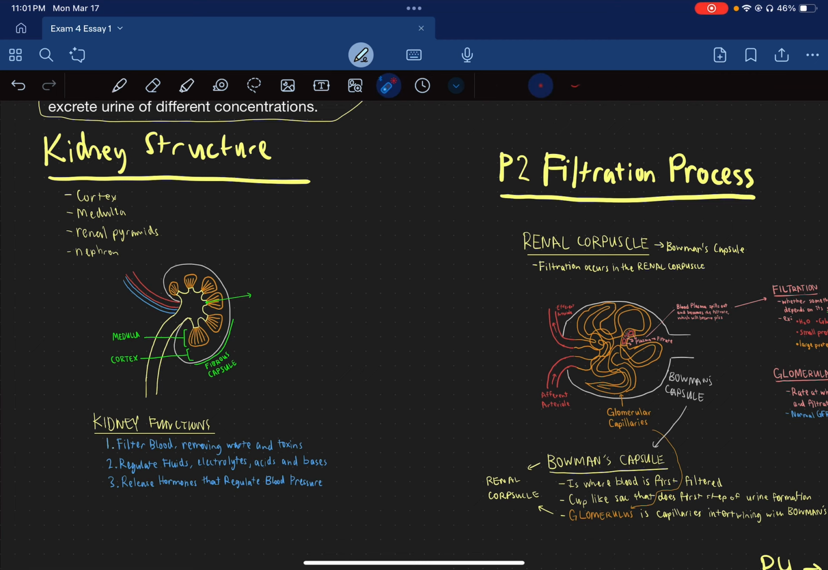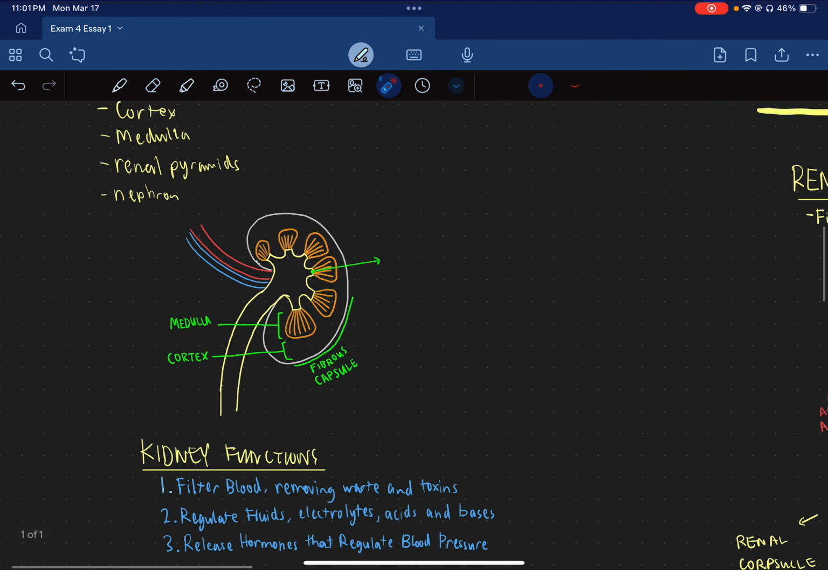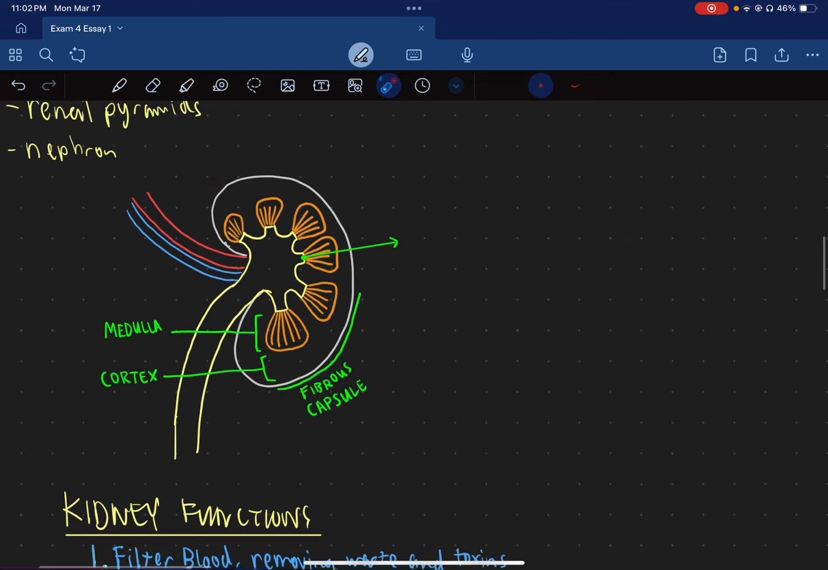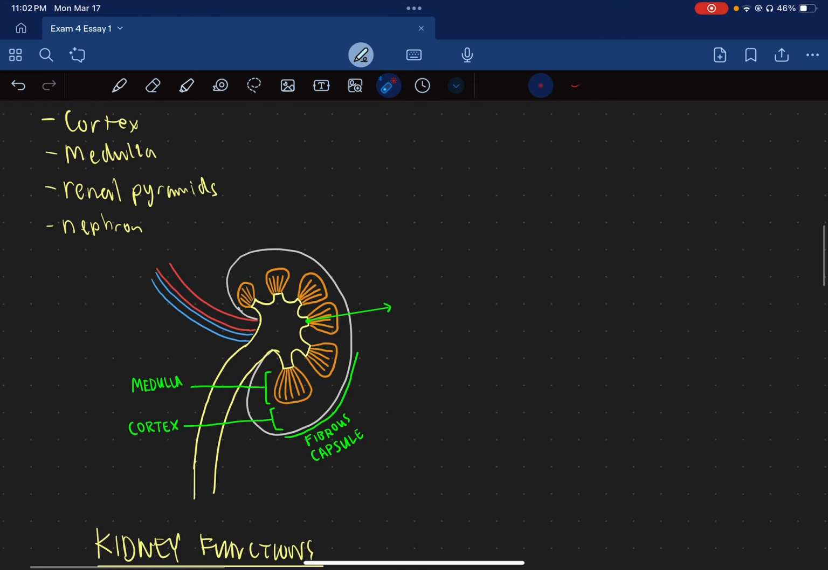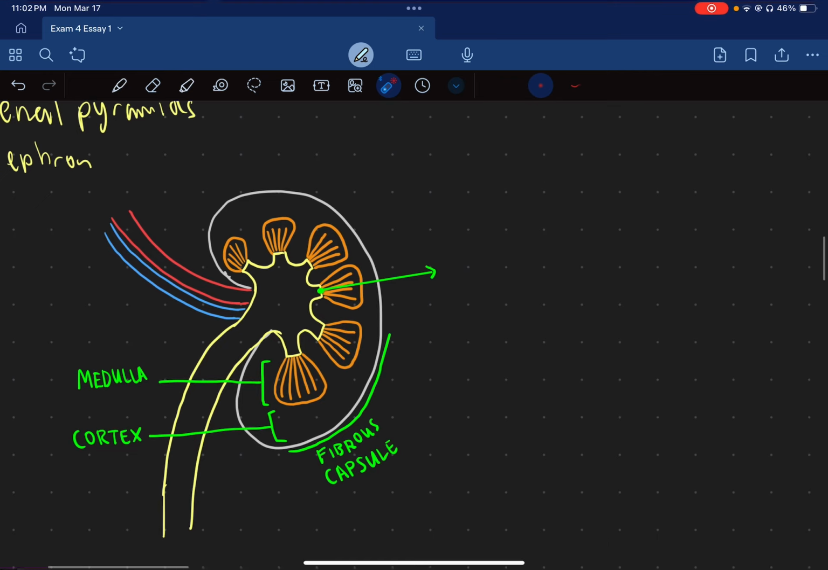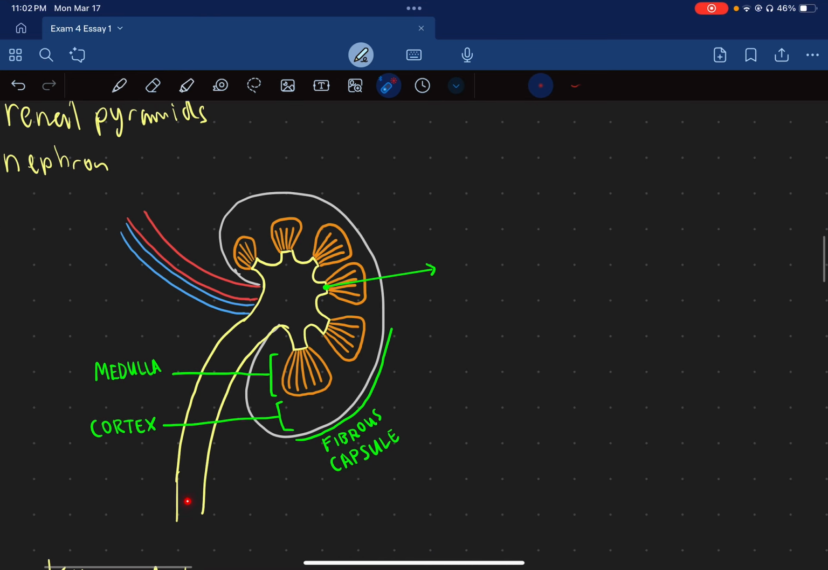So I've drawn out here the kidney. It's protected by the cortex, which is this gray part here. And inside of it, it has the medulla, the renal pyramids, and the nephron, which is the important part we're going to be looking at. And so here we have the ureter, which comes up. It's going to form these things called calyces, and each calyx is connected to a renal pyramid.